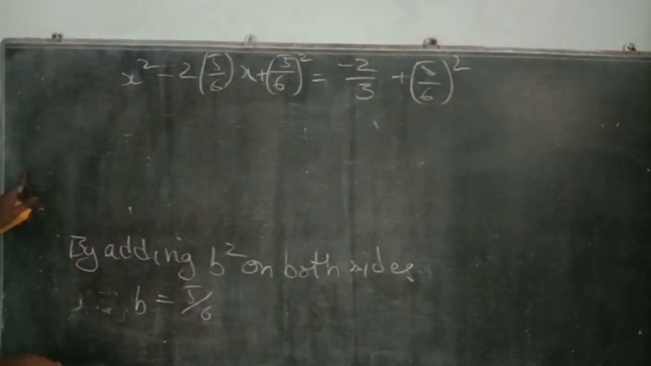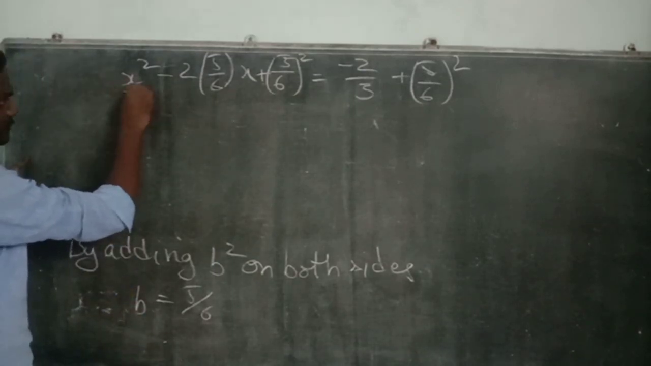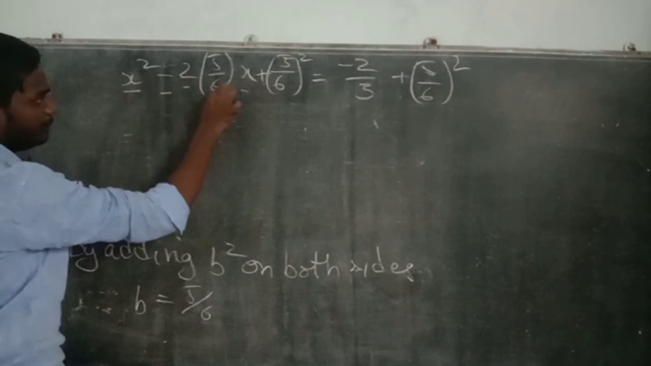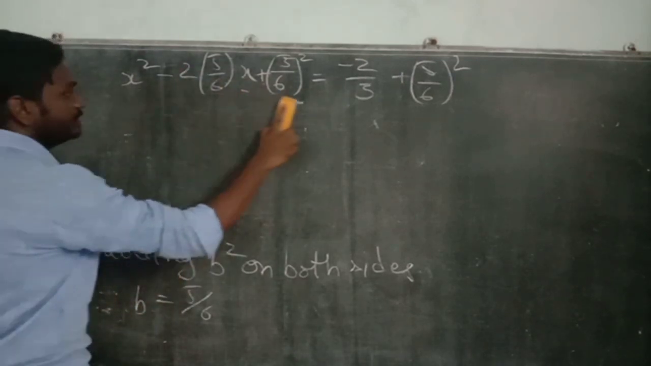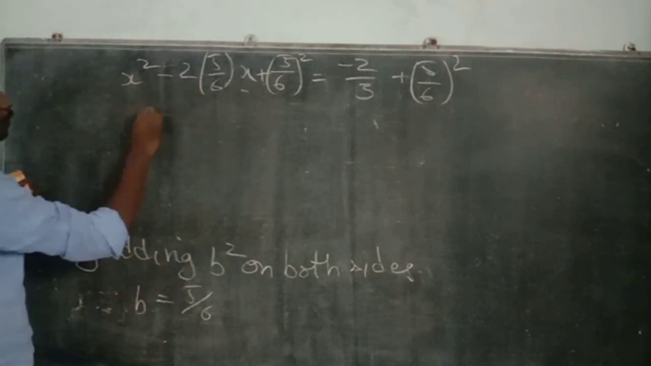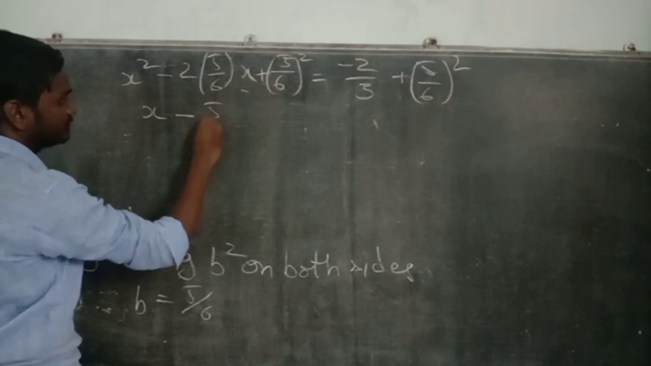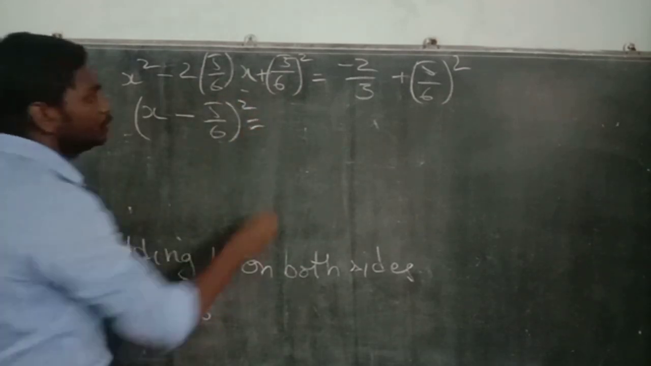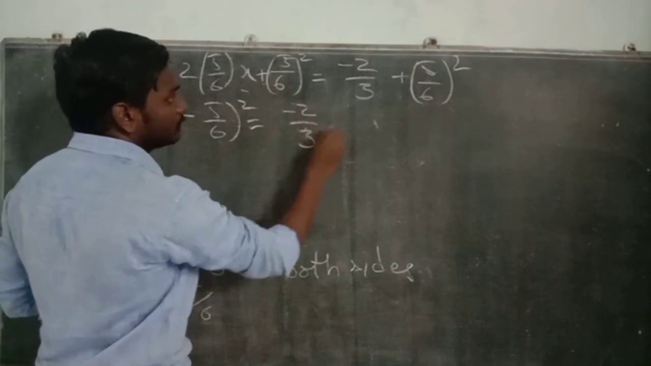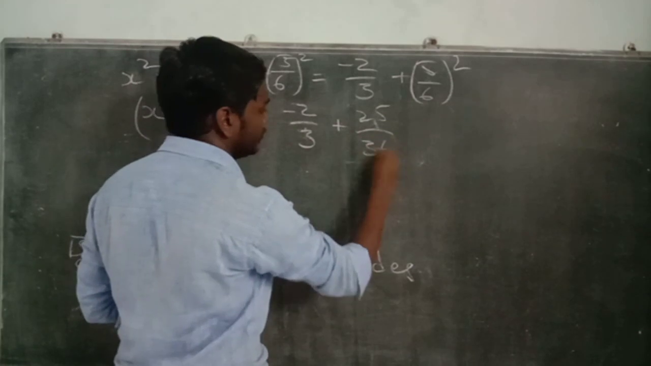Okay. Now look at this equation. This is in the form of a square minus 2ab plus b square. So I am writing this as (a minus b) whole square, that is (x minus 5 by 6) whole square, equal to minus 2 by 3 plus 5 square, that is 25 divided by 36.